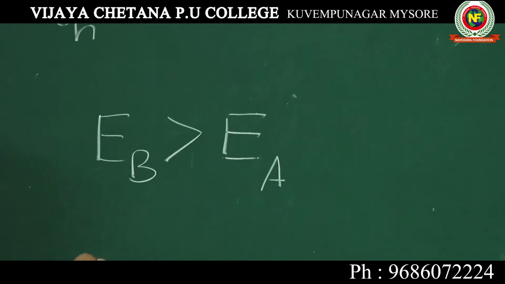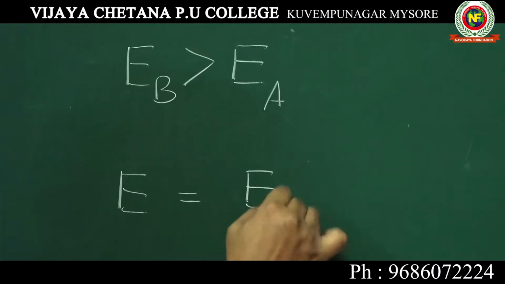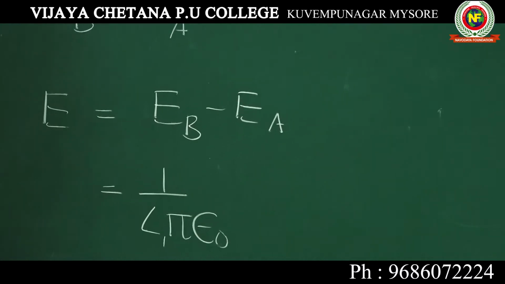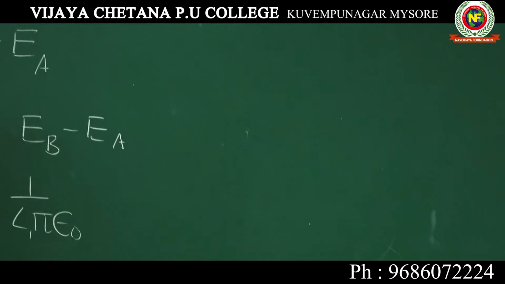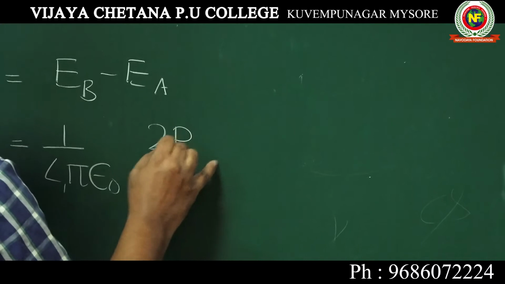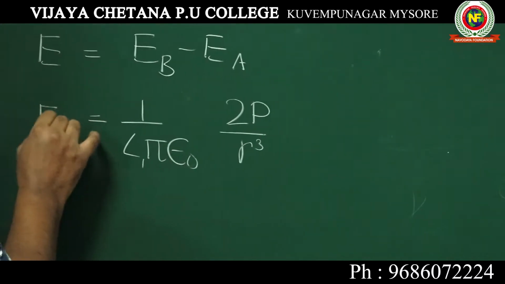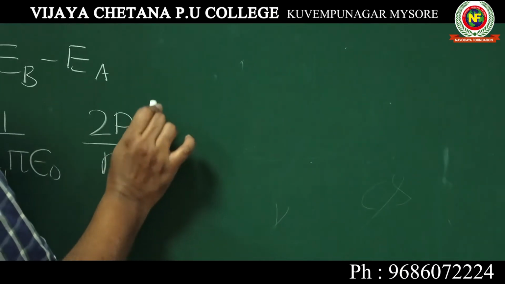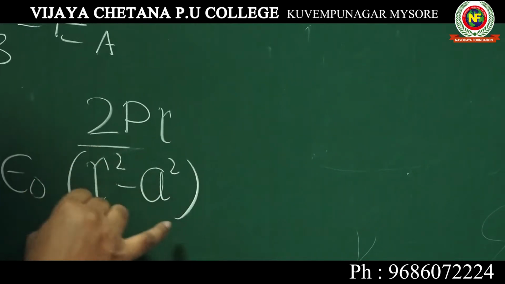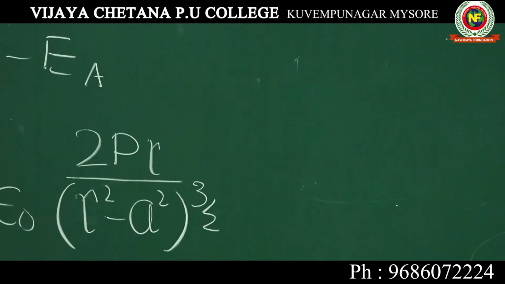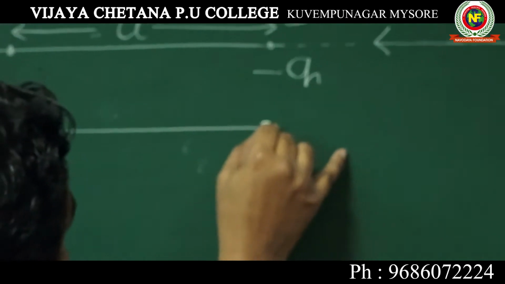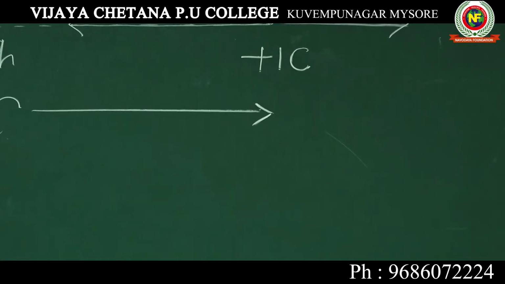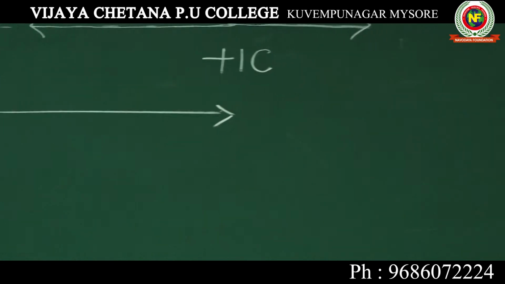And finally, resultant electric intensity, which is EB minus EA, was found to be 1 by 4 pi epsilon naught. Try to understand, we have done this derivation. 1 by 4 pi epsilon naught, 2pr divided by r square minus a square whole to the power of 3 by 2, we got for any closer point, where r is this distance from the center to the point where you are considering the intensity, which we should mark as r. In that case, it is 2pr divided by r square minus a square to the power of 3 by 2.